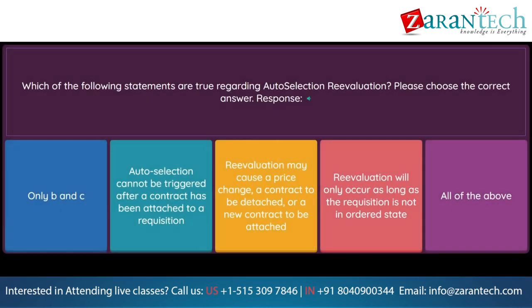Question: Which of the following statements are true regarding auto selection re-evaluation? Please choose the correct answer. Response: Option 1, only B and C. Option 2, auto selection cannot be triggered after a contract has been attached to a requisition. Option 3, re-evaluation may cause a price change, a contract to be detached, or a new contract to be attached. Option 4, re-evaluation will only occur as long as the requisition is not in ordered state. Option 5, all of the above.